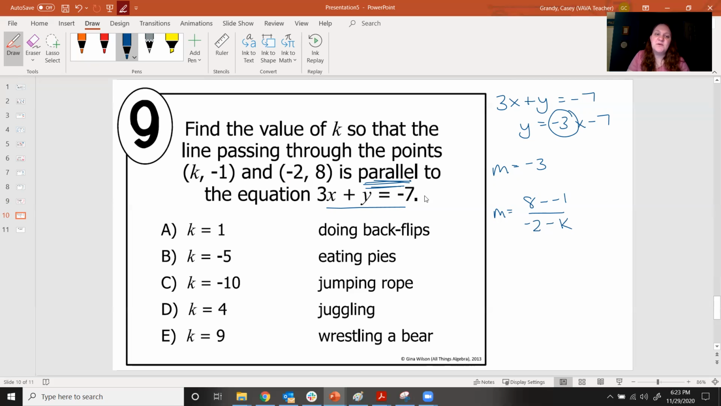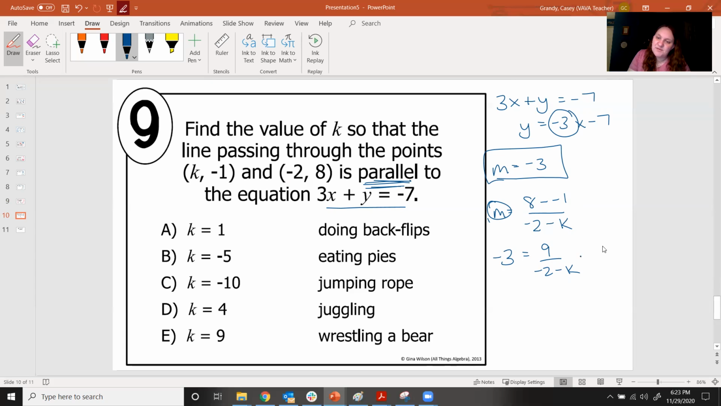I don't know x1, all I know is it's k, so I'm going to just plug in k. Well, I know that the slope has to be -3, so I'm going to replace the slope with a -3. 8 minus -1 is 9. And now all I have to do is solve for k.